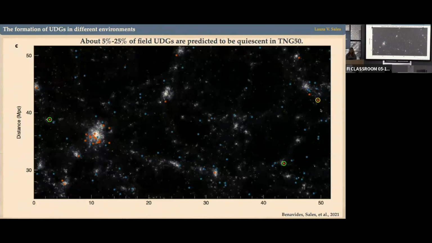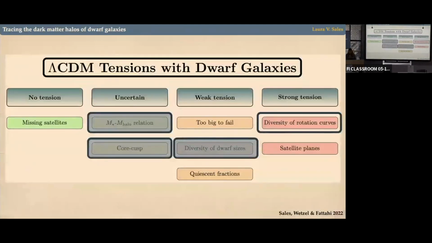In TNG50, this population of quenched isolated UDGs is about 25% in the lower mass end. So we predict that there should be a sizable population of very low surface brightness objects in the field that are quenched and explained by backsplash orbits. And with that, I'm very much done.